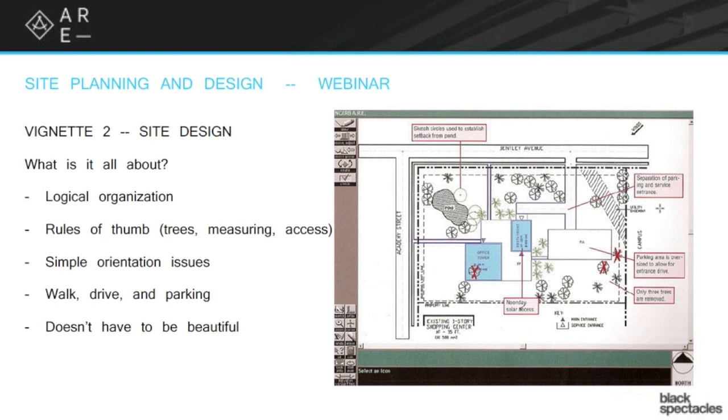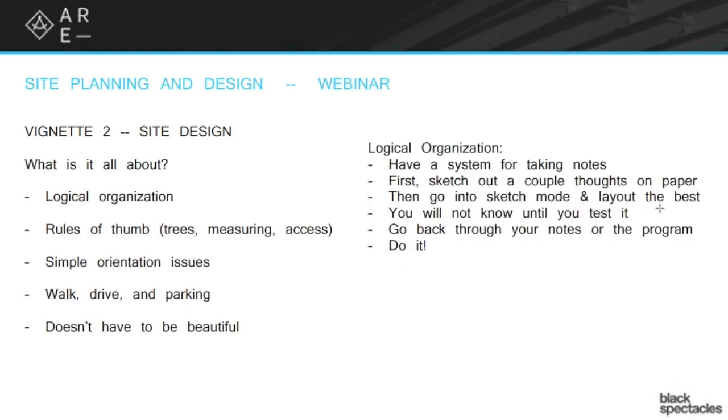So let's quickly run through a list of a couple simple things. One is logical organization. Another is rules of thumb, simple orientation aspects, drive and parking. And then one key one is, like all the vignettes, it does not have to be beautiful.